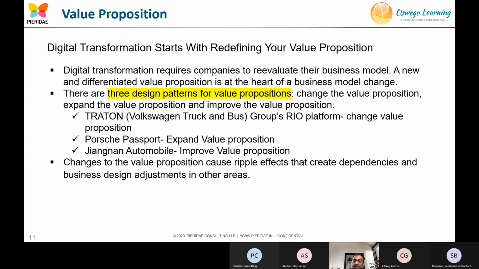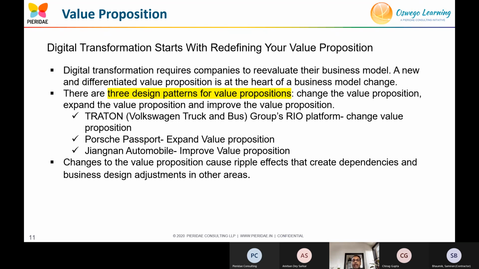So these are the three different types of value proposition one can create using digital technologies. Create new value proposition means you are moving from your core value to a different value. Expand your value proposition means you are giving something add on to whatever you do. And third one is improve your value proposition. You give the same product but at a better value, right?